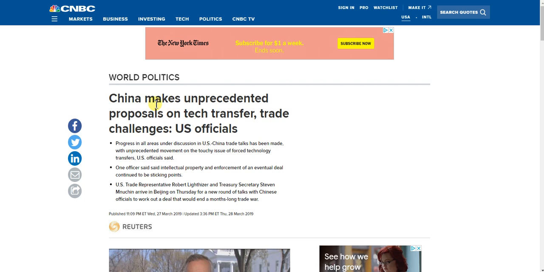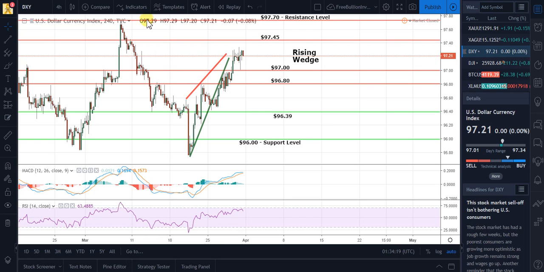and the U.S., the trade talks is what I was trying to say, sounded like they were making some breakthrough. It says China makes unprecedented proposals on tech transfers and trade challenges. This one was by CNBC, but there were other reports that some inroads were being made between the two sides on their trade talks.